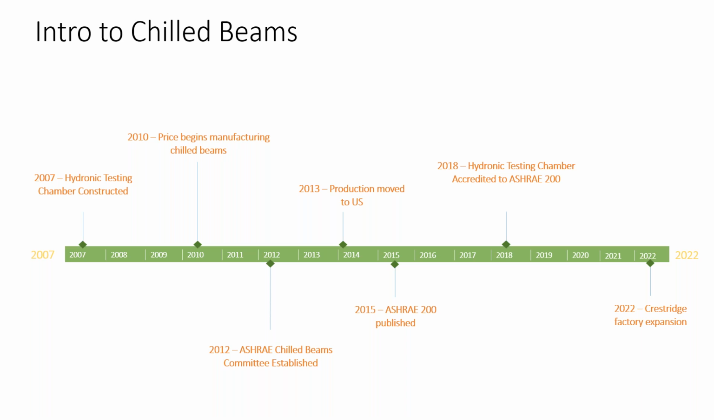In 2010, we started manufacturing our own chilled beams and have done so up to today. And we were heavily involved, as you can see at the bottom there, in 2012, we started engaging with ASHRAE. Several people from the Price side were involved in building the ASHRAE 200 method of test for chilled beams, which our chamber is approved to test to. And that is an important note: as you're looking at performance across the different brands, ensure that everything is tested to ASHRAE 200, because that's really important to ensure you're getting real results.